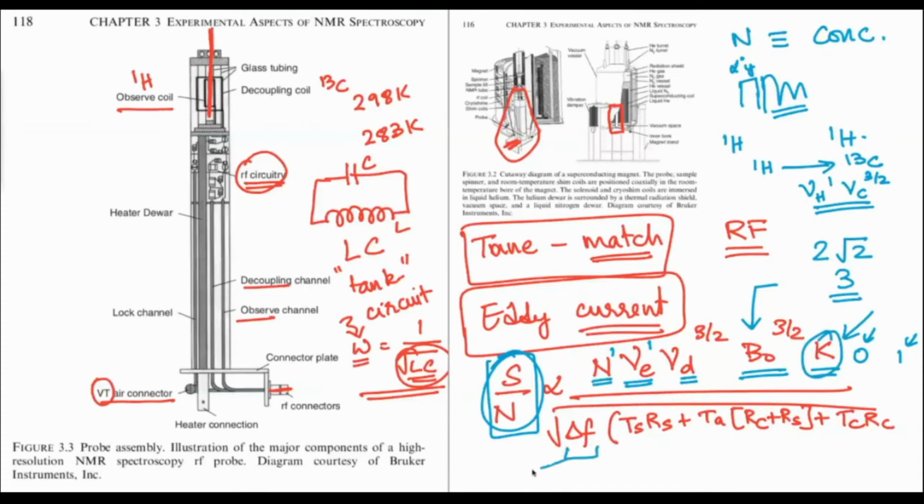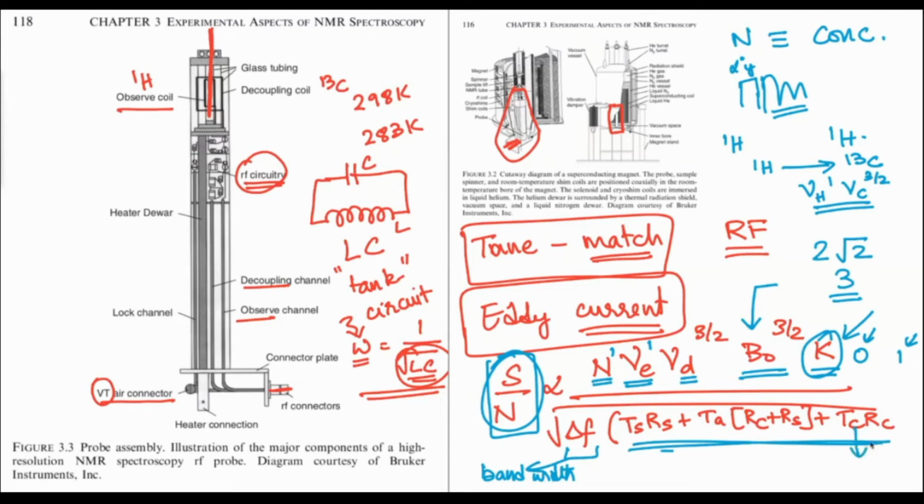The delta F that you're talking about is the bandwidth that you're going to be observing. It's slightly different from the spectral width, but overall you can imagine it goes close to the spectral width or slightly more than that. And you have a bunch of temperatures and resistances that the signal to noise depends upon.